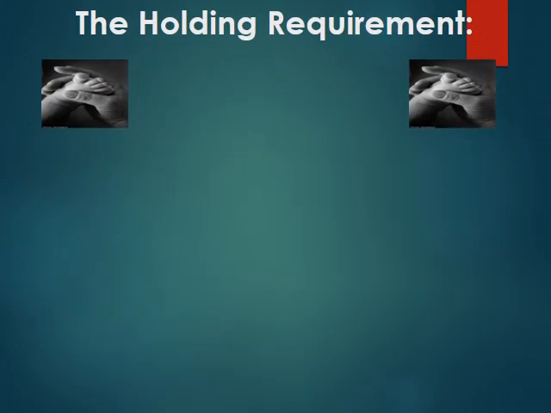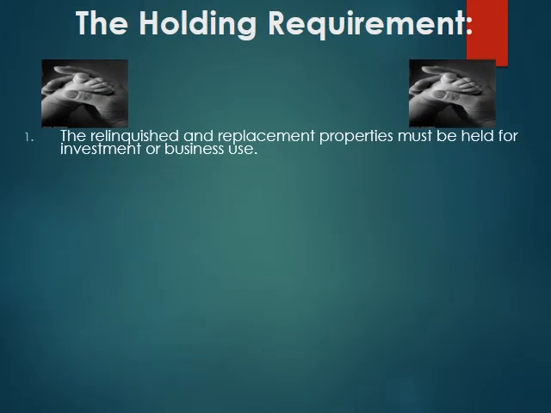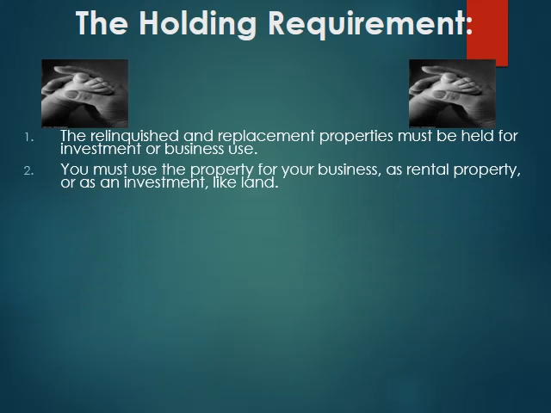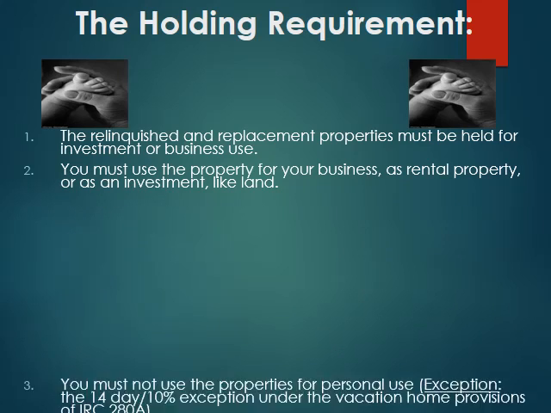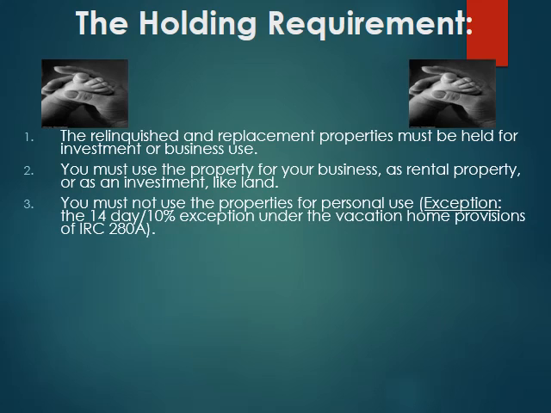Okay, the 1031 exchange holding requirement. The relinquished property and replacement properties must be held for business and investment use. You must use the property for your business as rental property or as an investment like land. You must not use the properties for personal use. The exception is the 14-day or the 10% exception under the vacation homes provision of IRC 280A. And as we said before, you can get up to 4 weeks if you use documentation to log the marketing and maintenance visits you have on a property.